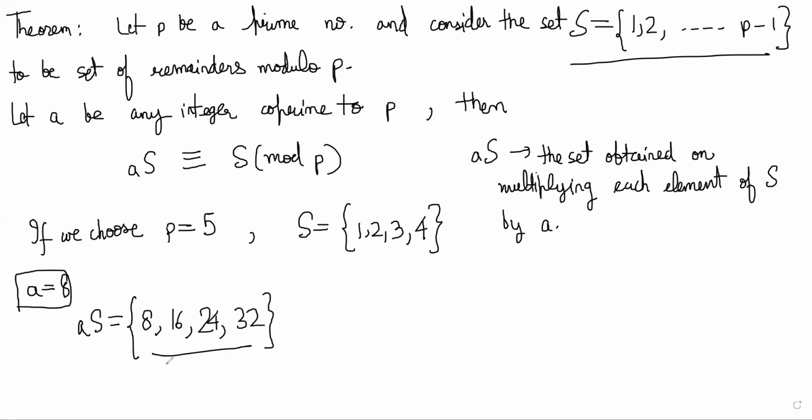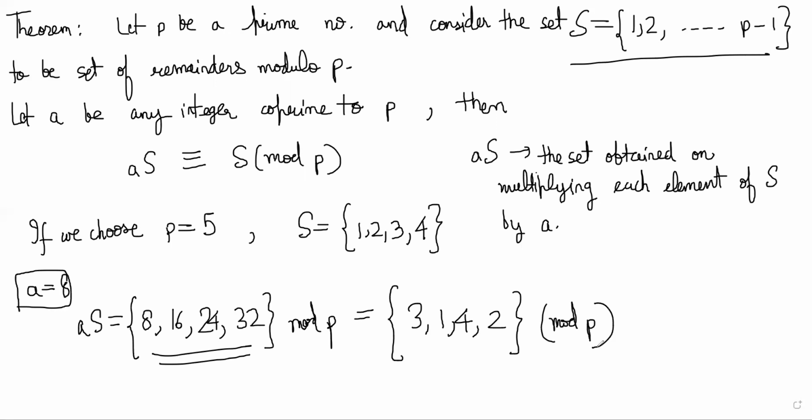Now, if I take modulo P in these, modulo 5 here, let's see what we get in these elements. Notice that this becomes 3, 1, 4, and 2, right? Modulo P. Now, our S set was what? S set was 1, 2, 3, 4, right? AS set is becoming what? It is becoming 3, 1, 4, 2, right? So the fact is that AS set is just another arrangement of the elements of the set S.